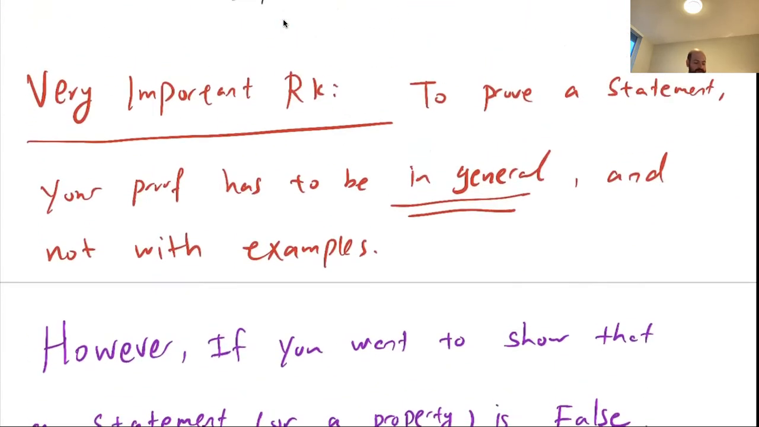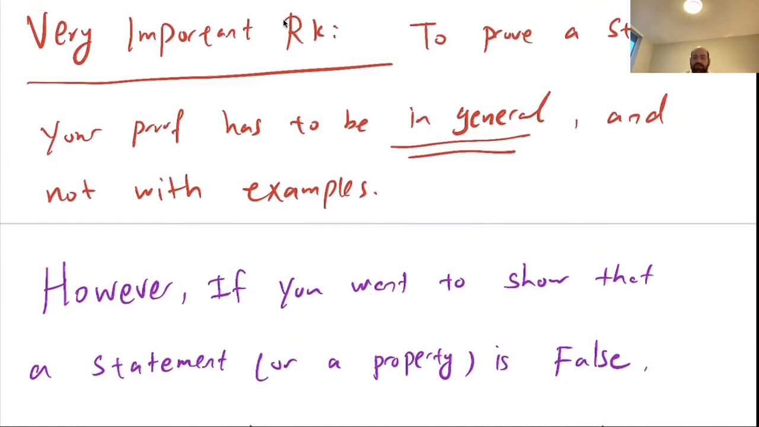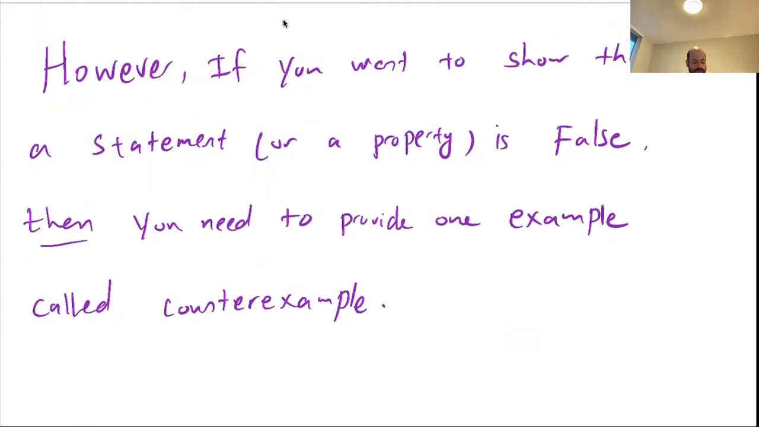Okay, so this is the most important thing that you have to remember in proofs. To prove a statement is right, or to prove a property holds, your proof has to be in general, not with examples. Even if you provide 1,000 examples, it doesn't are worth anything. But if you want to show that a statement or a property is false, even providing one example would be enough. And that example is called a counterexample.